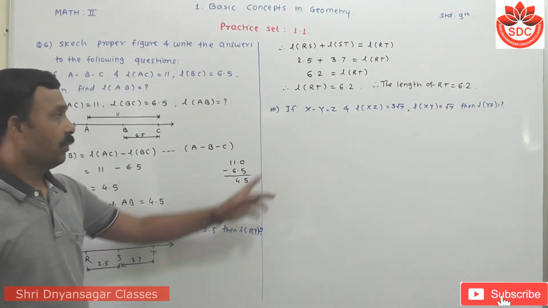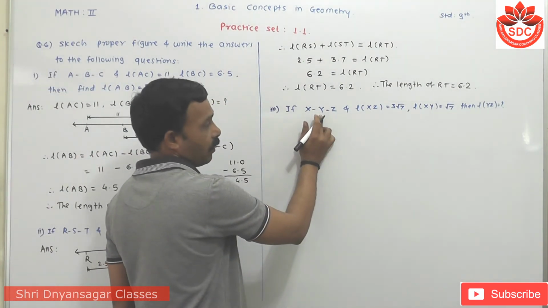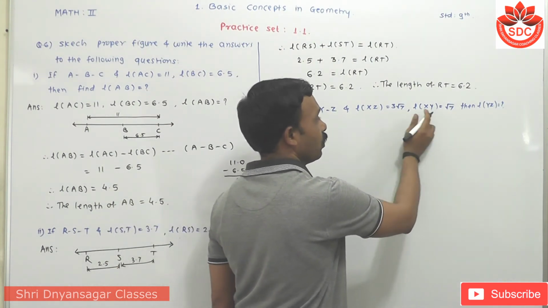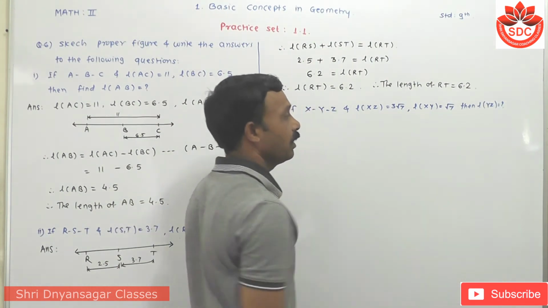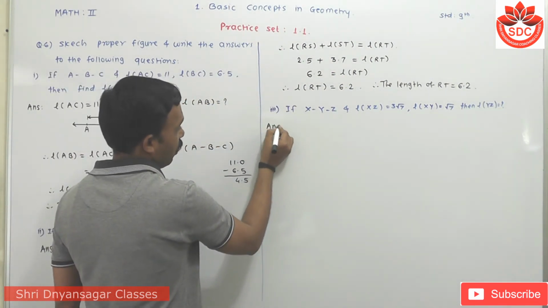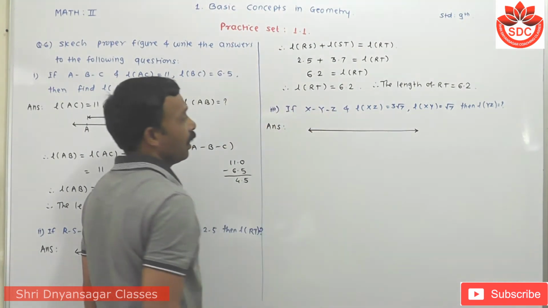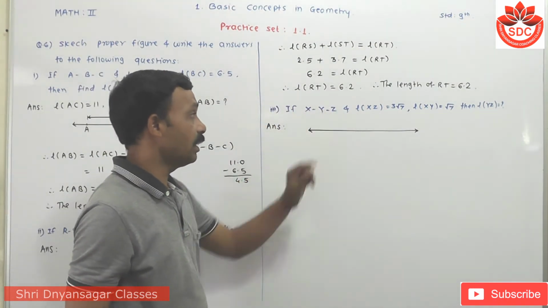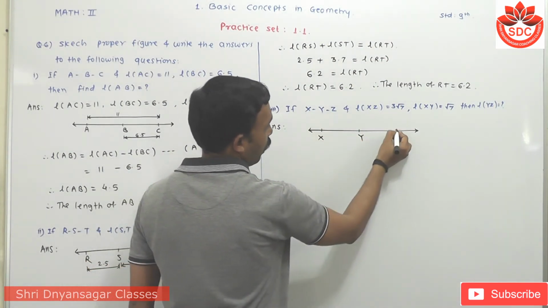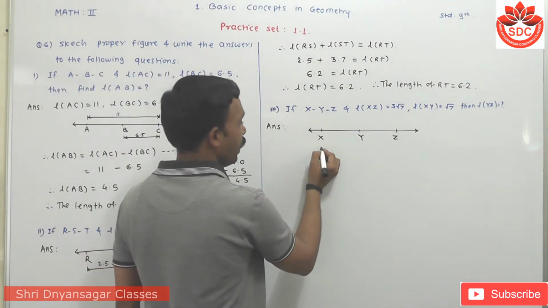Then the third one is, if X-Y-Z, meaning that Y lies in between X and Z, length of XZ is 3 root 7, length of XY is root 7, then find the length of YZ. For this answer, I have to directly draw its sketch first. Now here Y is in between X and Z, so I have to write X, then Y, and then Z. The distance of XZ is given here.